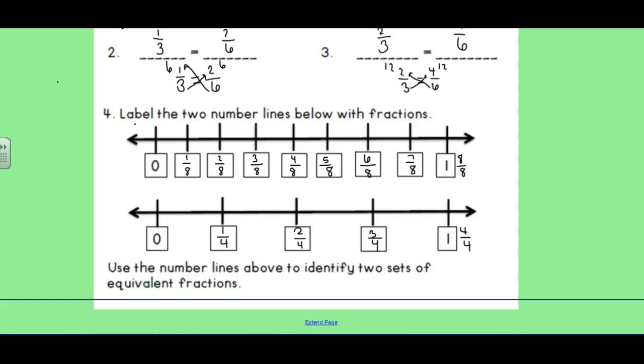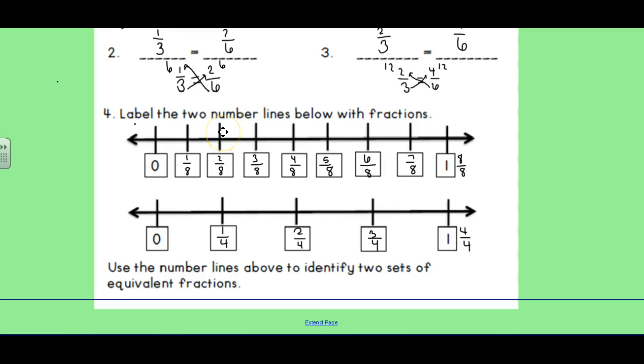And the directions say use the number lines above to identify two sets of equivalent fractions. So it's just like what we did on number 2 and 3. We're going to use the number lines and find two sets of equivalent fractions. And so what you can do is start at the number line that's divided into 8s. And we're not going to use 0 once again. So when I look at 1/8 and I go down below here, I can see that there's not a fraction here. So there's nothing on this number line that's equivalent to 1/8.